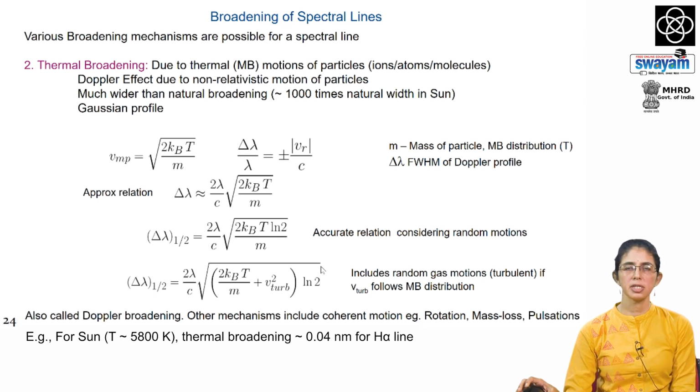But there could also be Doppler broadening due to coherent mechanisms such as the rotation motion, or it could be pulsations or mass loss from the stars. These will be dealt with later.